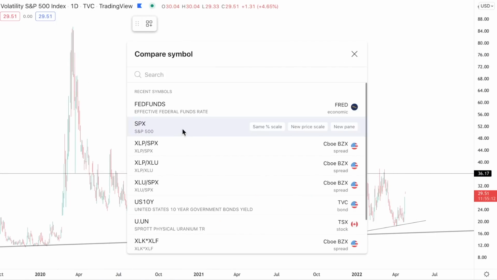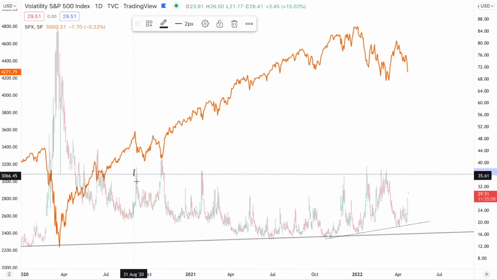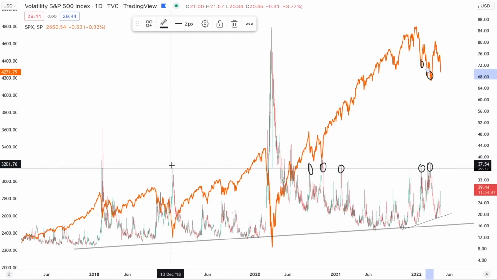Let me add the SP 500 on this chart. You can see every time it hits that resistance on the VIX at 35, it's a buying opportunity. That's been the case even throughout this correction, right? These were buying opportunities on the VIX. And we can zoom out earlier and you can see it rarely goes much further up than 35.